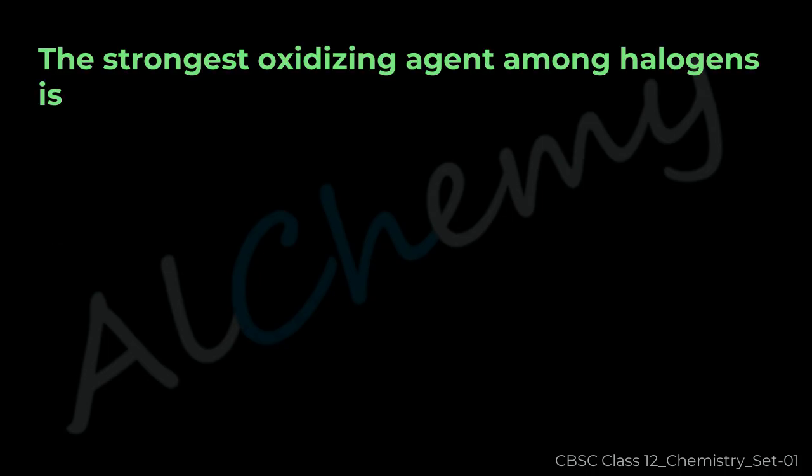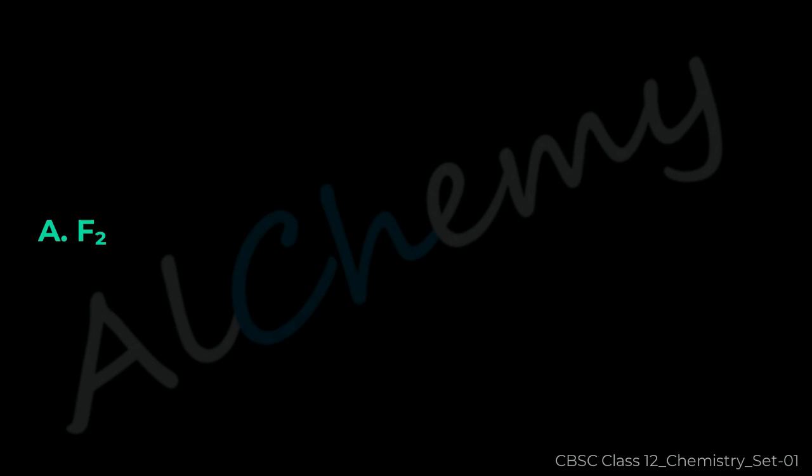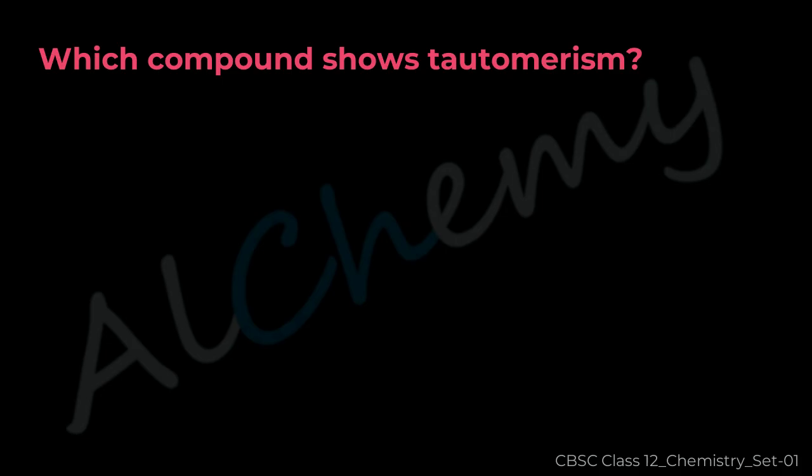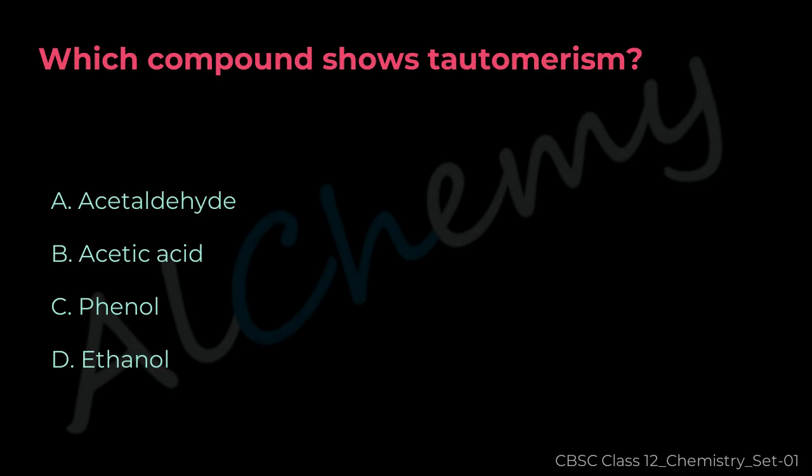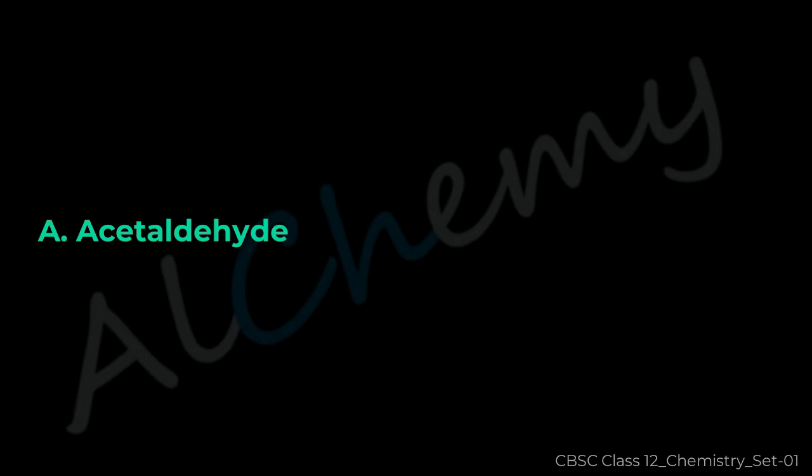Question 43. The strongest oxidizing agent among halogens is A. F, B. Cl, C. Br, D. I. The correct answer is A, F. Question 44. Which compound shows tautomerism? A. Acetaldehyde, B. Acetic acid, C. Phenol, D. Ethanol. The correct answer is A.